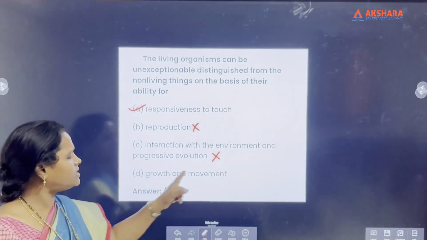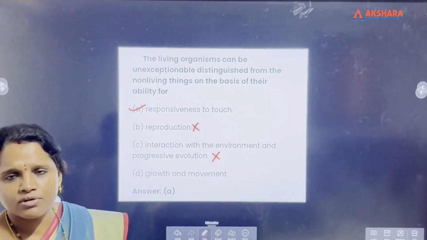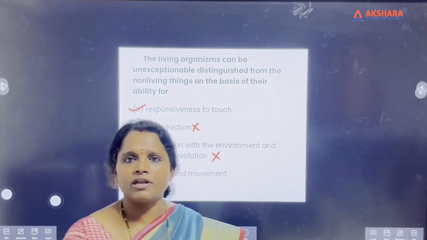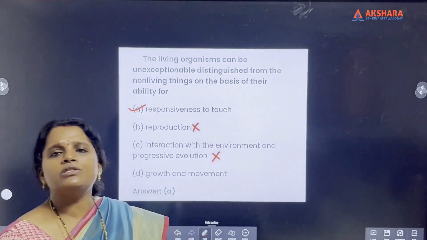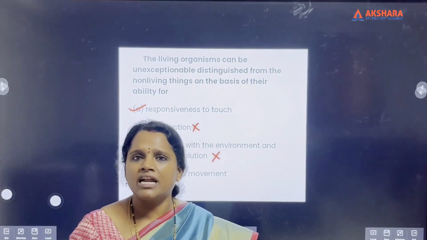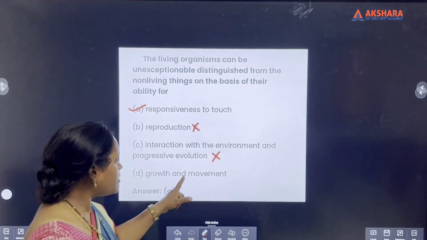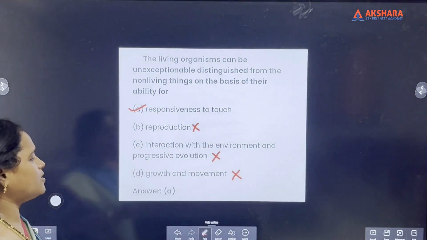And what about growth and movement? As we just saw, growth is a character of both living and non-living. Movement, if you take it, non-living things also will move towards air, environmental conditions, etc. But this cannot be taken as a distinguishing character for living and non-living.